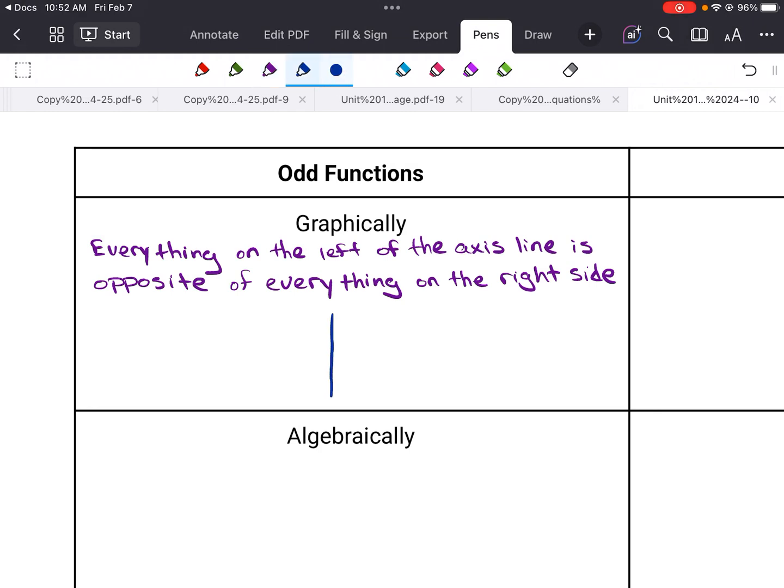Okay. On a graph, it'll look like this, where it's the exact same. So this point is, let's say 2, 4. So this one will be negative 2, negative 4.